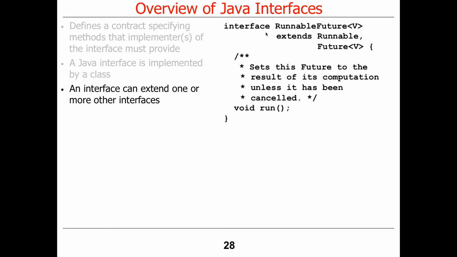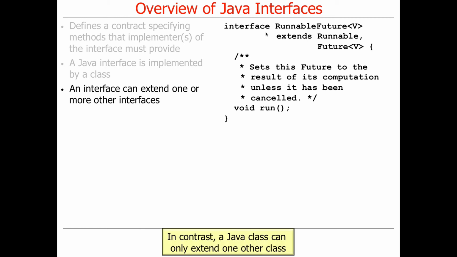So something that implements RunnableFuture needs to provide not only the run method from Runnable, but also the appropriate methods from Future, unless they're default methods, which we're not going to talk about right now. And so the key method here is run, which is going to do all kinds of cool things. Conversely, a Java class can only extend one other class. Now, this is just a fun question. I don't expect people to know the answer. Does anybody know why Java has multiple inheritance of interfaces, but not multiple inheritance of classes?